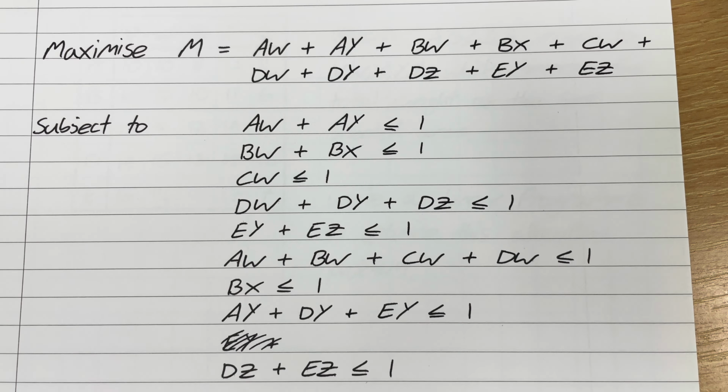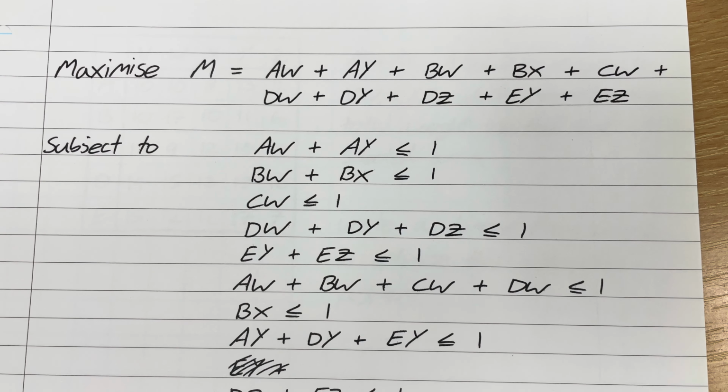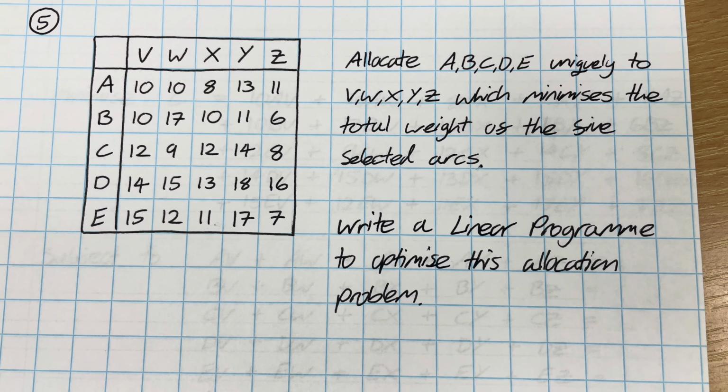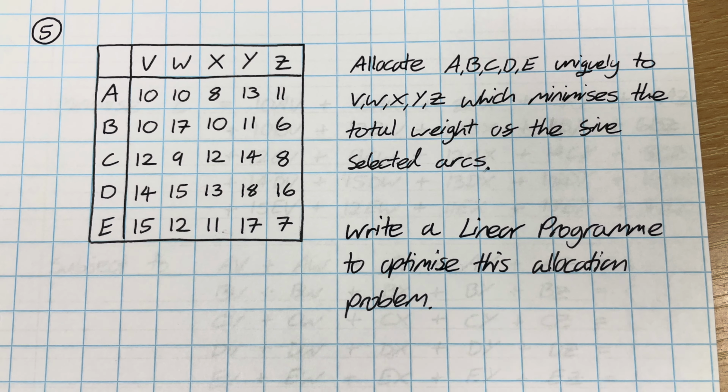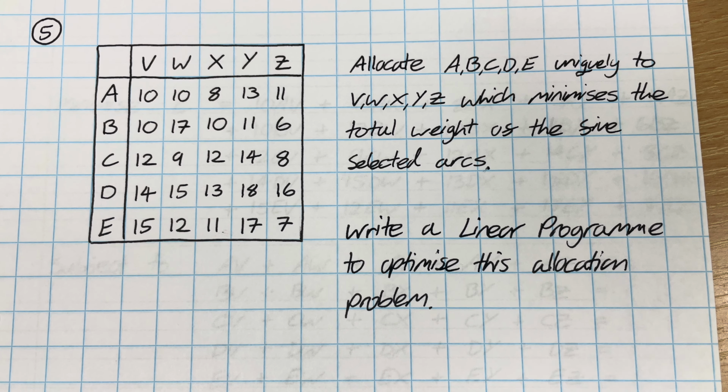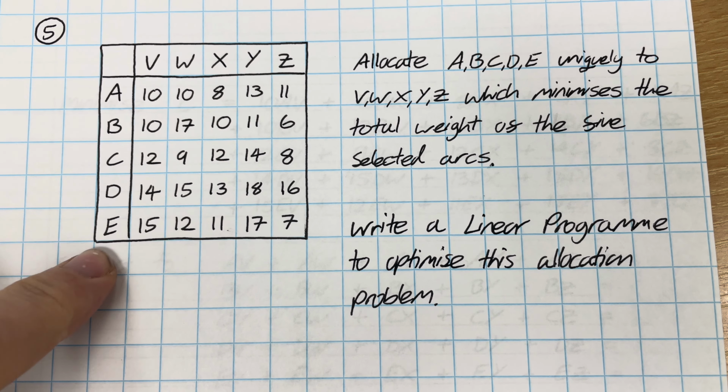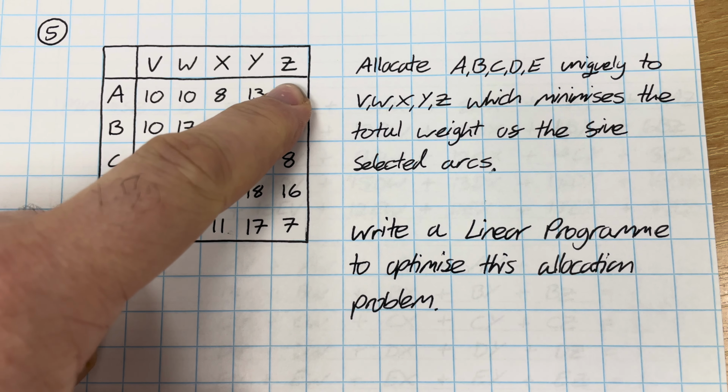Okay, so that was the first of my 3 problems. That was the matchings problem. The second one is an allocation problem. This is usually given in a table, but can be given in a bipartite network. And these will apply to bipartite networks that have the same number of elements in each of the groups. So in this case, I've got 5 elements in one group and 5 elements in the other group.